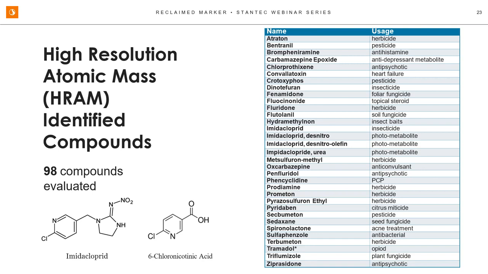We did see imidacloprid, which is a neonicotinoid pesticide, the one that's implicated for killing bees. We did see a breakdown product from it. You see on the left 6-chloronicotinic acid.